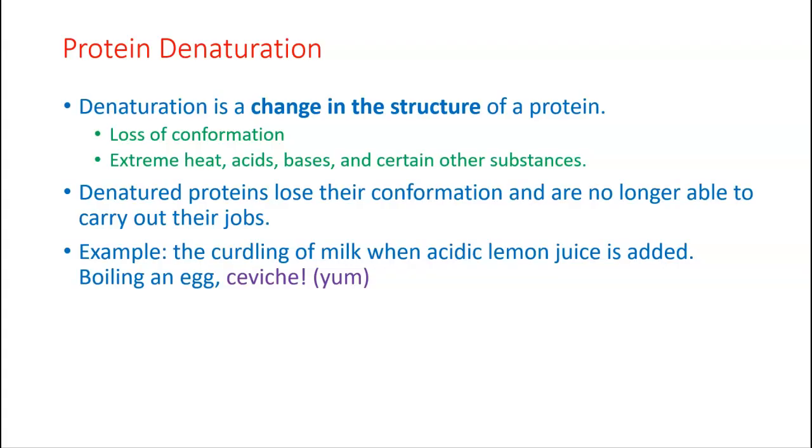There are a couple of different ways in which proteins can be denatured. It's usually either by heat or a change in pH.